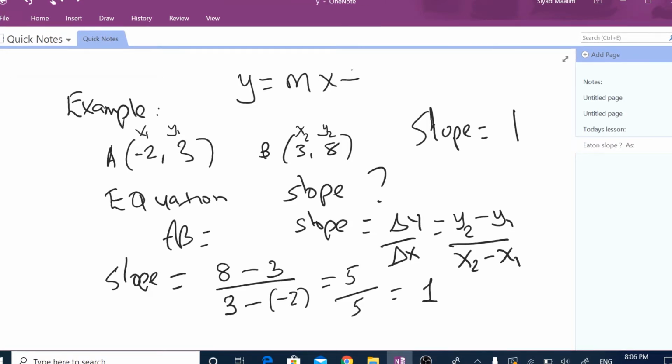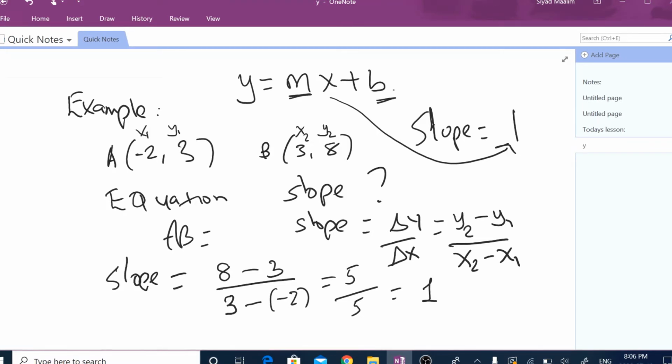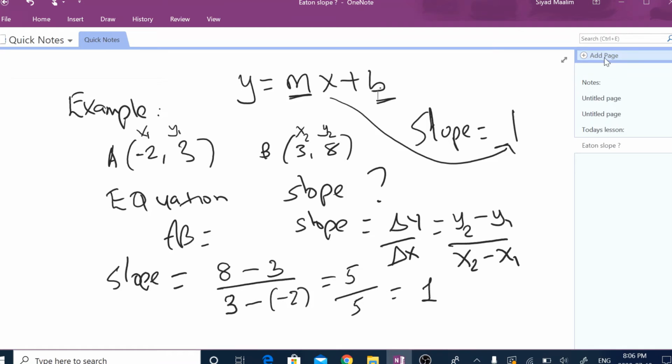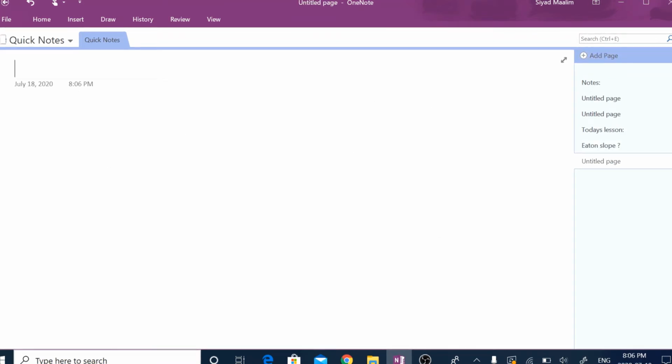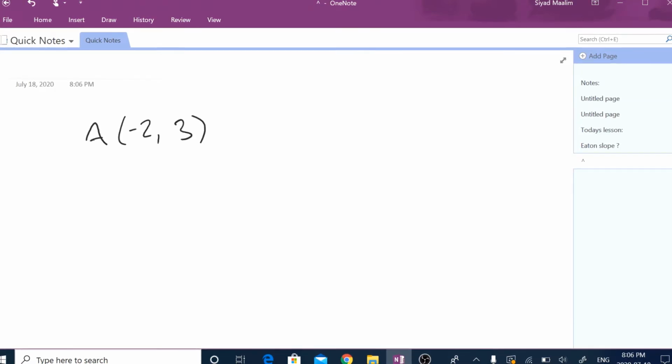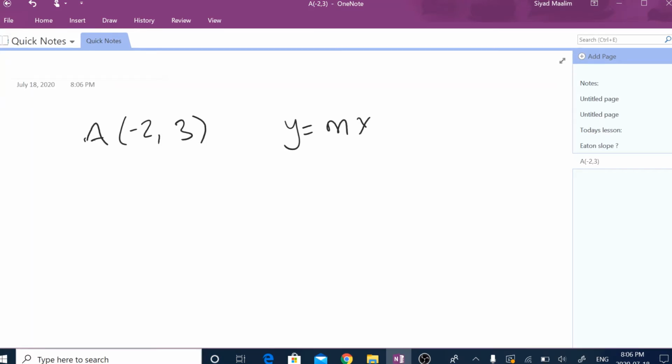Now that we have found the slope, we need to write the equation of this line in the form mx plus b, where m is the slope and b is the y-intercept, so we have to find b. In order to find b, we use one of the points. Point A was -2 and 3. Let's say, for example, we use point A, but the general formula is y is equal to mx plus b. So in this case, y is 3.